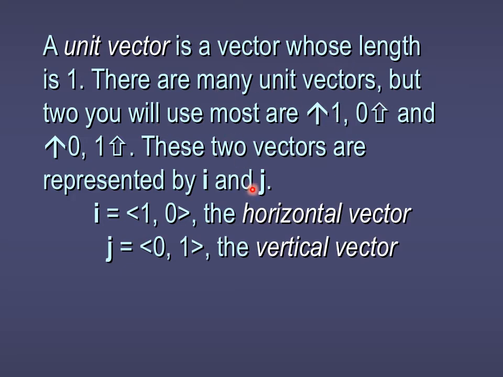So these vectors are represented by i and j. i is your horizontal vector and j is your vertical vector. So i is the vector 1, 0 because that's the horizontal vector. That's over 1, but not up or down because of the 0. So you have a horizontal vector. Whereas j is the vertical vector because the 0 means you're not going to go left or right, but the 1 means you're going to go up 1. So we have a vertical vector for j. So instead of having to write over and over again the brackets 1, 0 and 0, 1, we can now use the letters i and j to represent the horizontal vector and vertical vector.